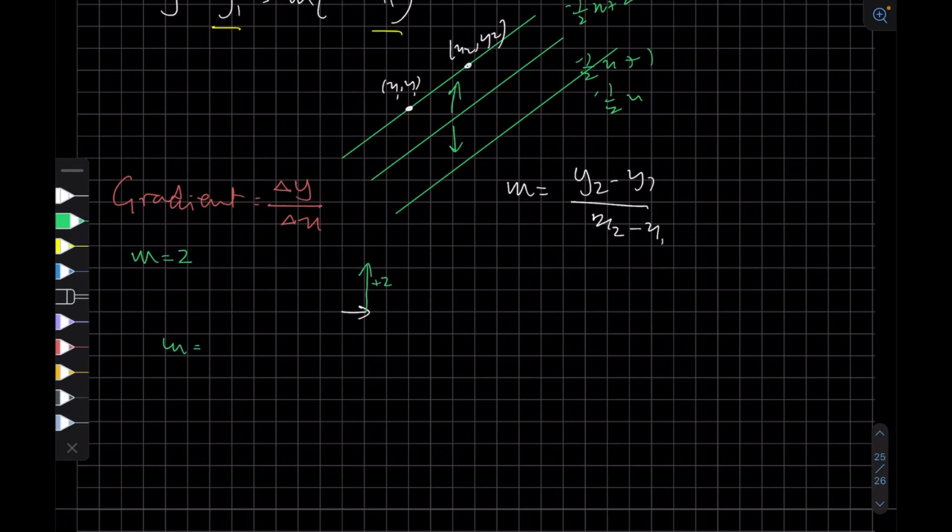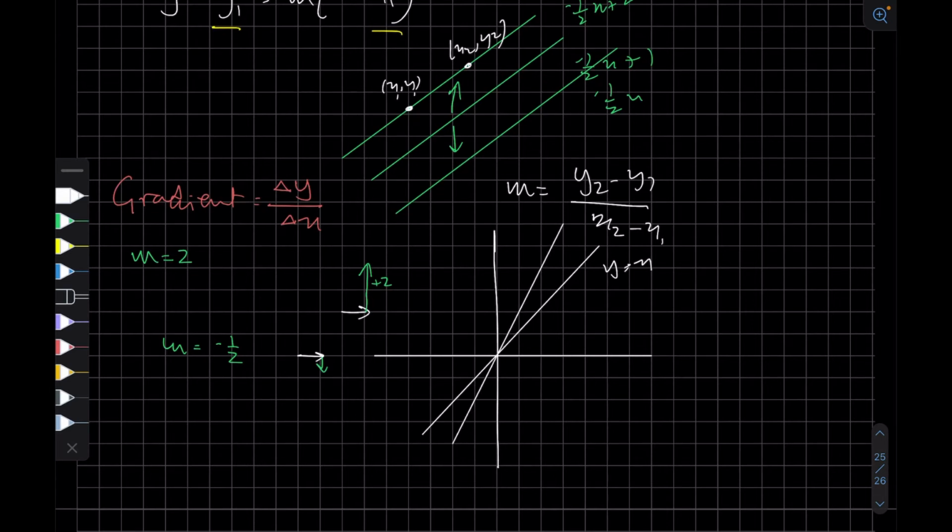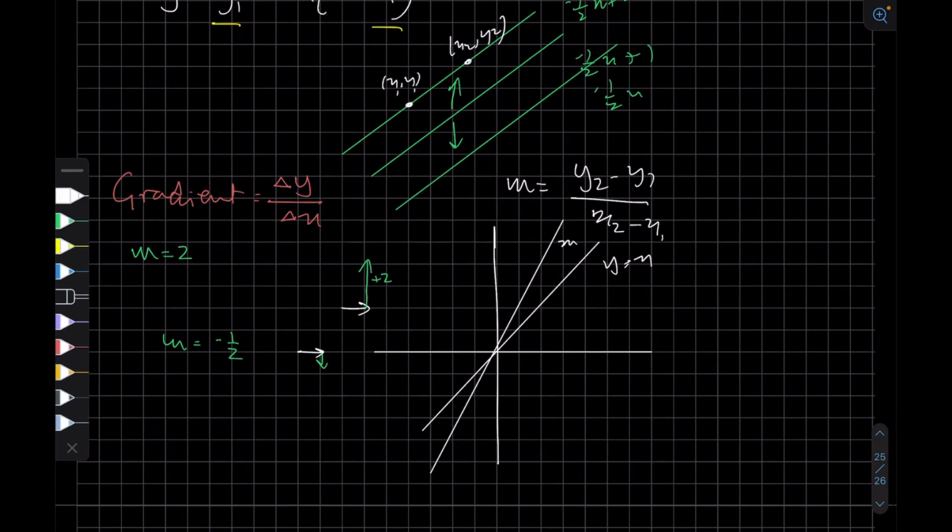If my m is, let's say, negative half, then for 1 unit change in x, my change in y would be negative half, something like this. And the effect of m is that if the magnitude of m is greater, then your line is steeper. So let's draw this line. Let's say this is y equals x. Then y equals 2x would be something like this. You can see that it is steeper. There's more change in y for the same change in x.